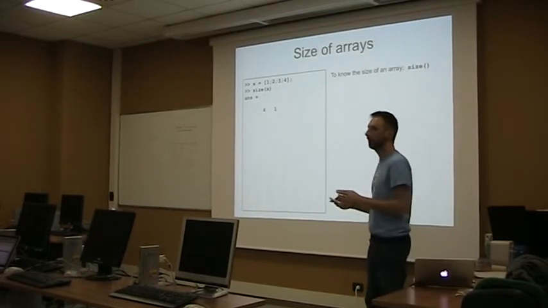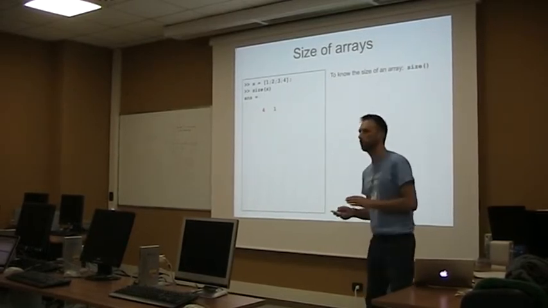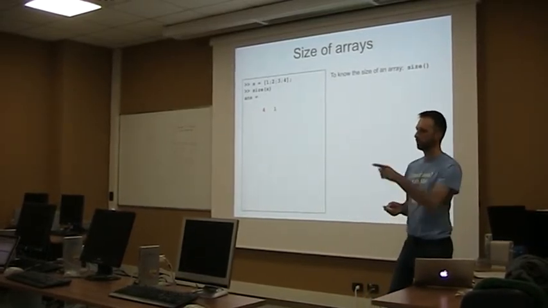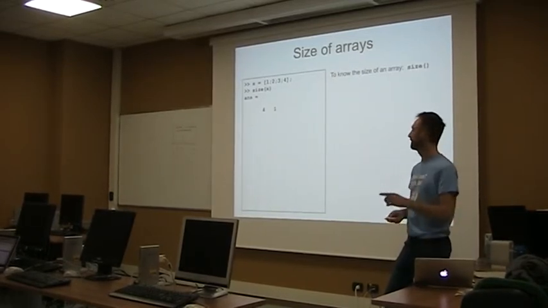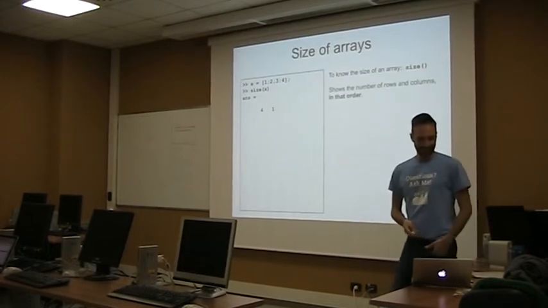And can somebody tell me what this means? How many rows and columns do we have here? 4 rows and 1 column. Very good. Good answer.